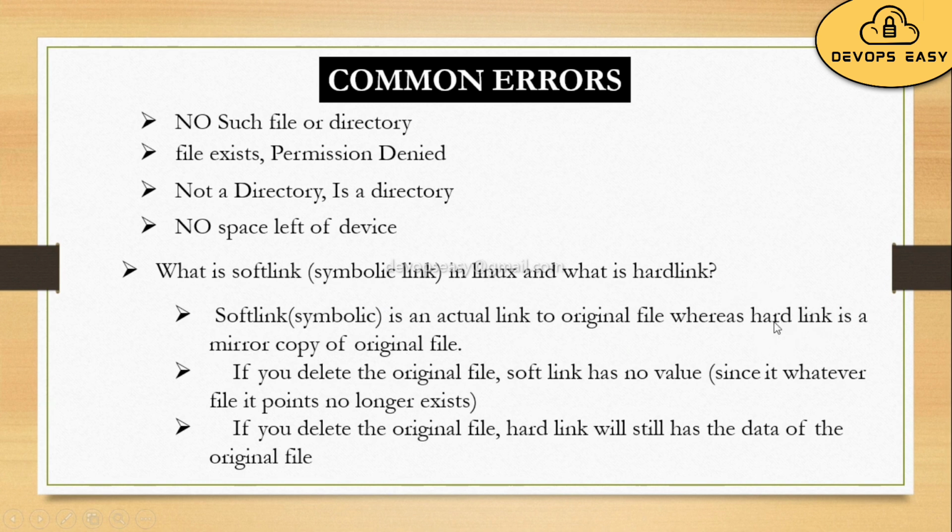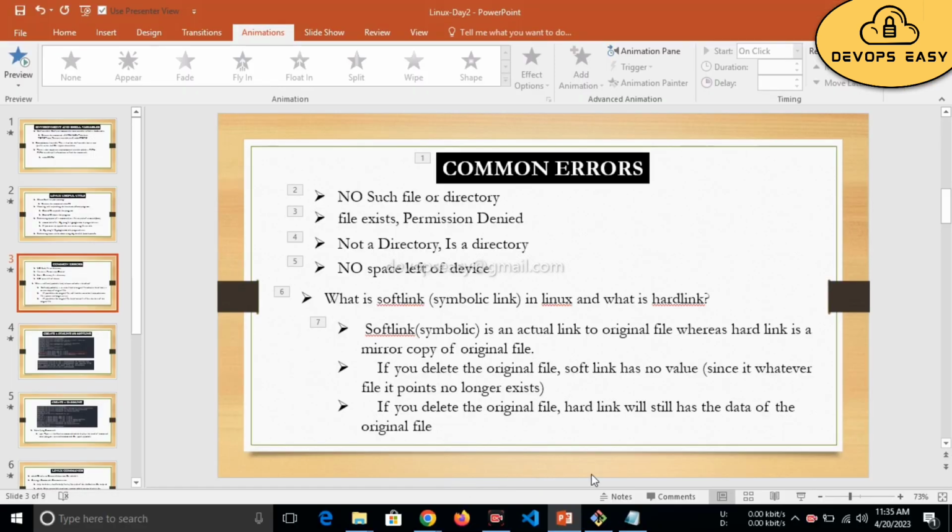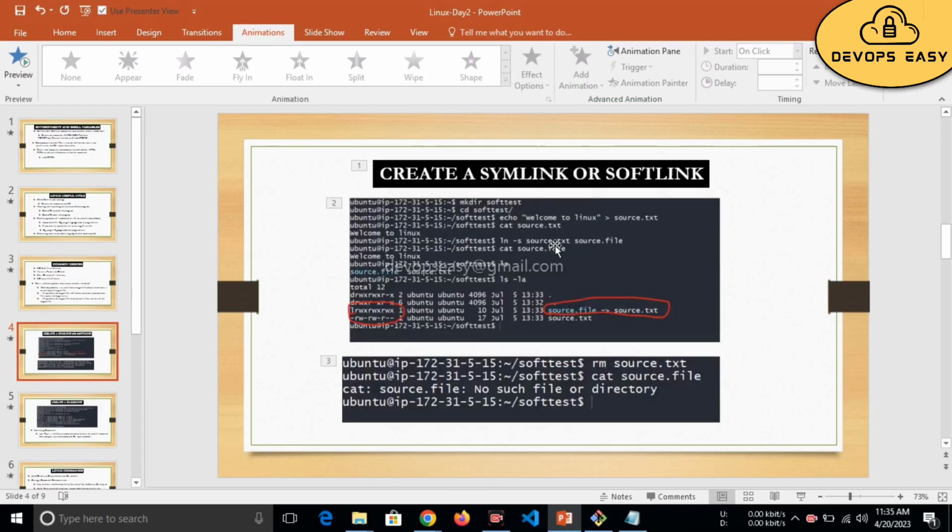Even if you delete the original file of a hard link, your file will not be deleted. If you delete the original file, the soft link has no value. If you delete the original file, the hard link will still have the data of the original file. So I will show you it practically. In this example, I have created one directory, I have gone inside it, and then I have created one file. Okay, let me show you it practically.